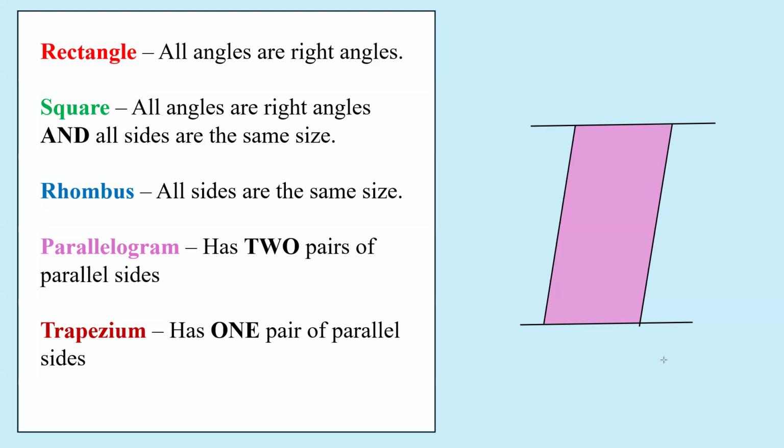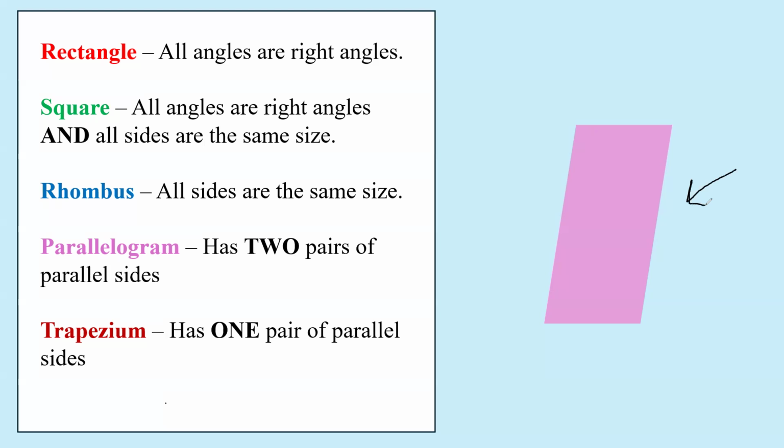Can we call it a trapezium as well? Because as you'll find out in this video, shapes can have more than one classification. Can we call it a trapezium? Well, be careful with this definition, because this definition says has 1 pair, okay? Not at least 1 pair, it has only 1 pair. Now, this shape has 2 pairs, so it isn't a trapezium. A trapezium has 1 pair. Okay, so this shape only has 1 classification. We call it a parallelogram.